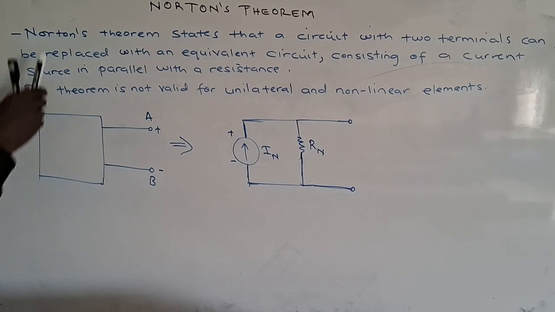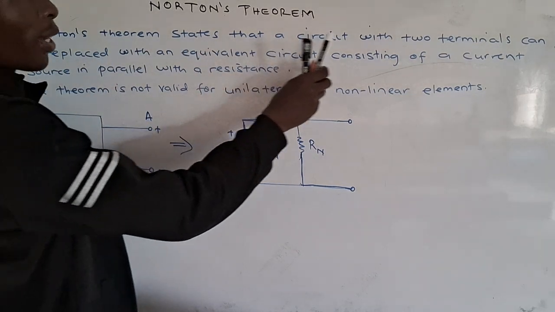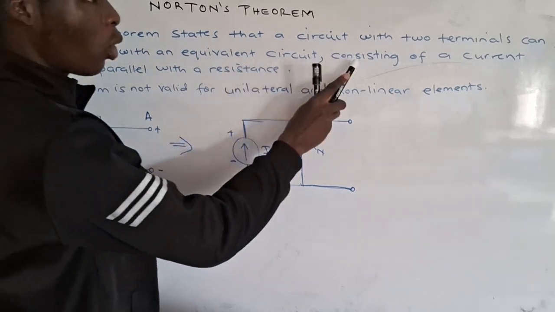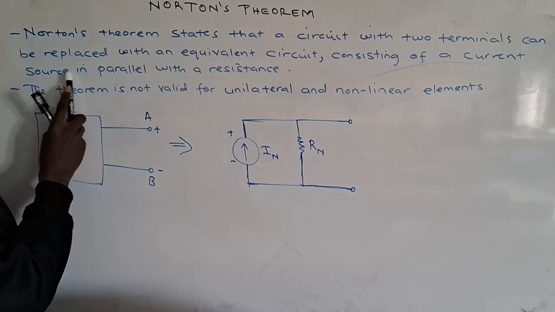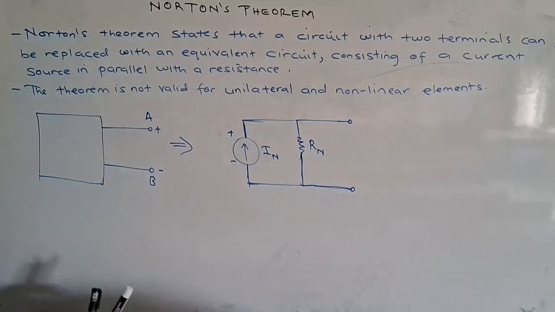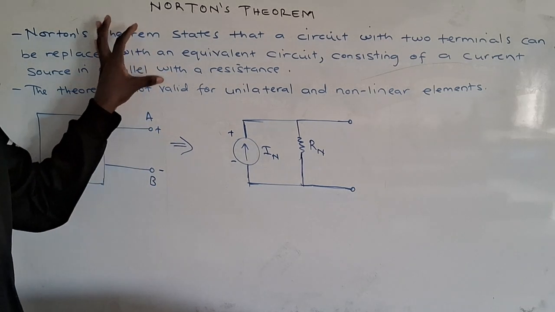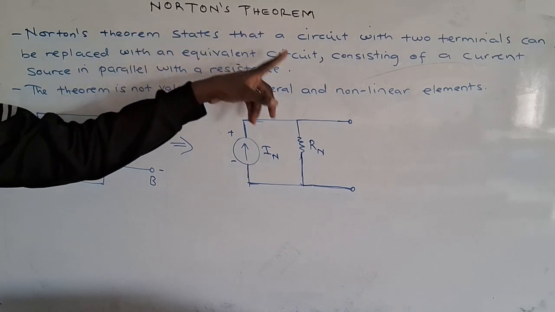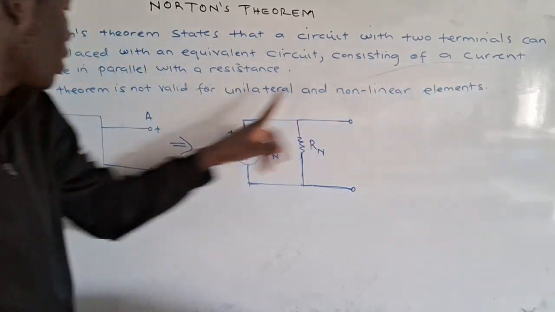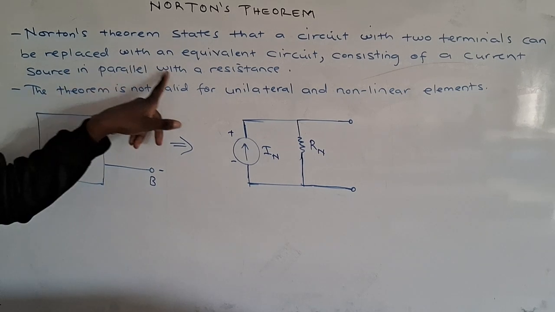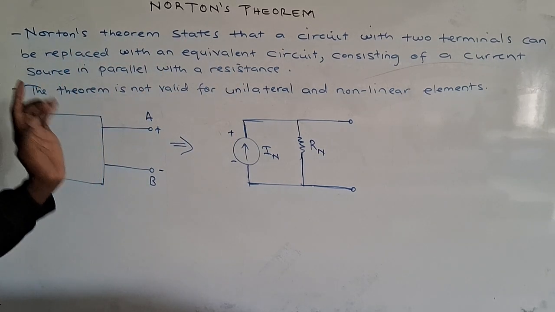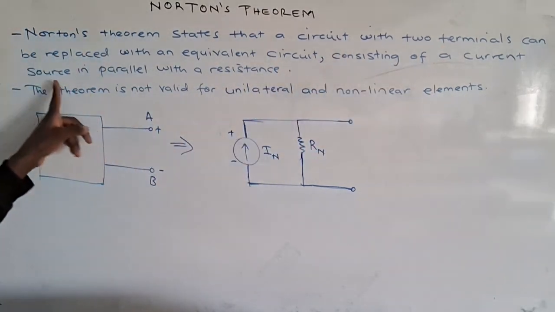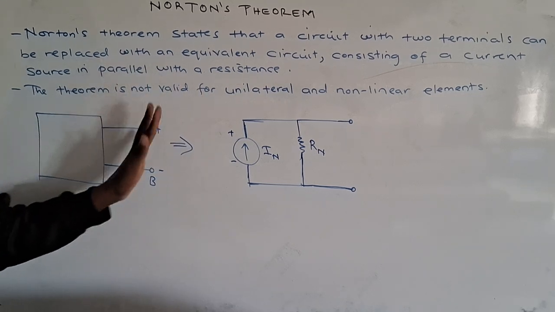See, Norton's theorem states that a circuit with 2 terminals can be replaced with an equivalent circuit consisting of a current source in parallel with a resistance. So see, this statement is similar to Thevenin's theorem, right? What's the difference? In Thevenin's theorem, we say consisting of a voltage source in series with a resistance. This is Thevenin's theorem. Now in Norton's theorem, we say consisting of a current source in parallel with a resistance.